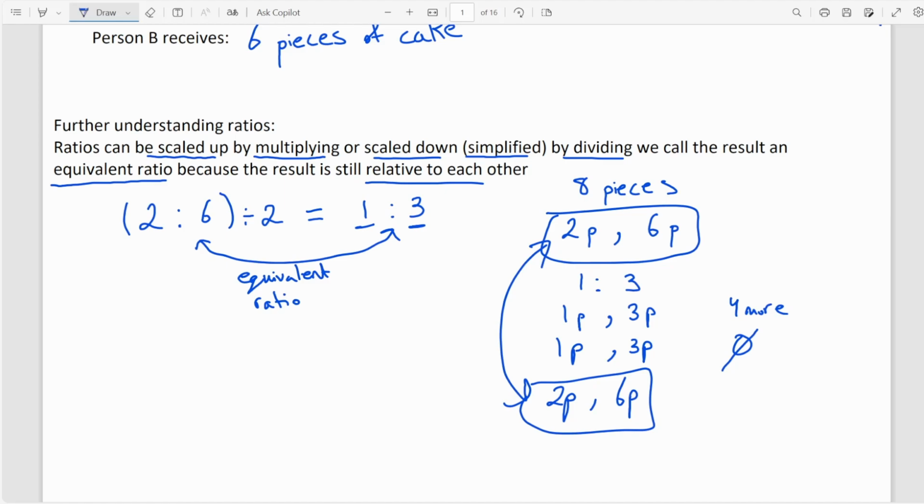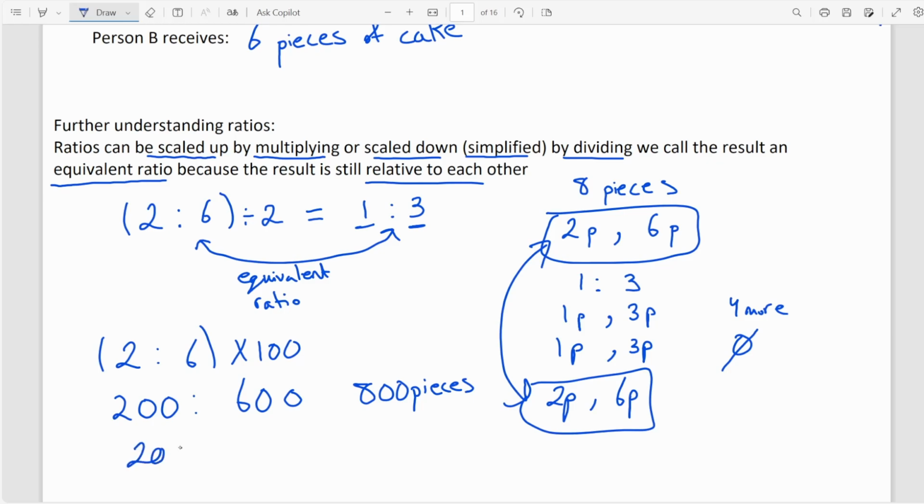Now, you can even scale up your ratio by multiplying both sides. So let's say I multiplied by 100. This will give us 200 in ratio of 600. Now, what this means is that, for example, if you have a giant cake with 800 pieces, the first person will receive 200 pieces, and the second will receive 600 pieces. Okay? So I hope this was clear. So with ratios, you can either divide or multiply. You divide to simplify. Okay? You multiply to scale up the ratio.